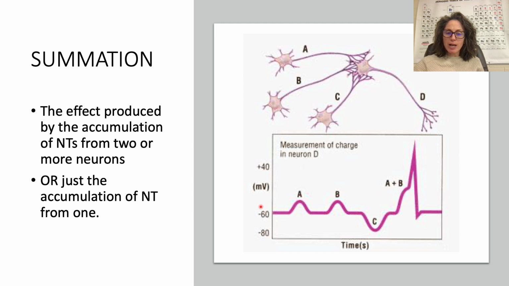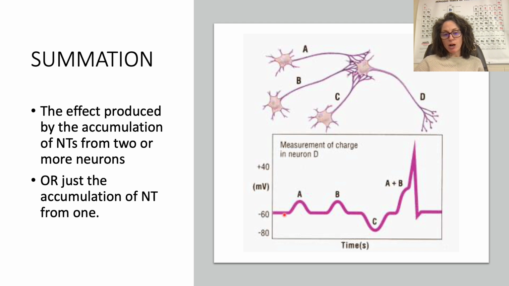So typically the resting membrane potential is negative 60 or hovering around negative 70. And we see this is our postsynaptic neuron that we're looking at. And we have 3 presynaptic neurons that are making connections with D, the postsynaptic neuron.